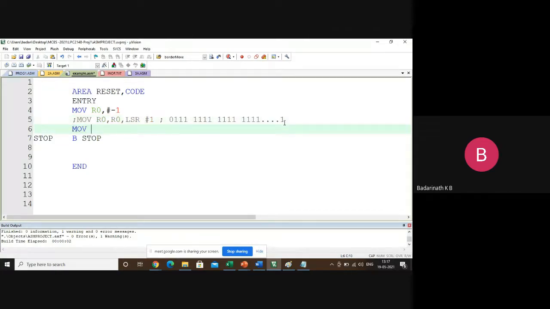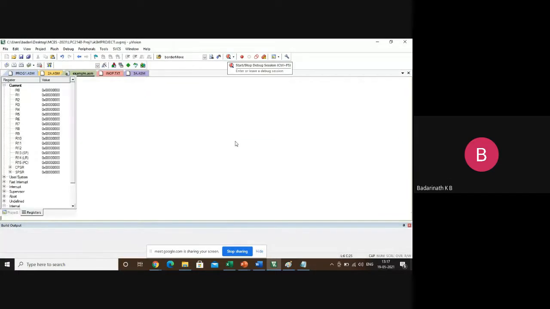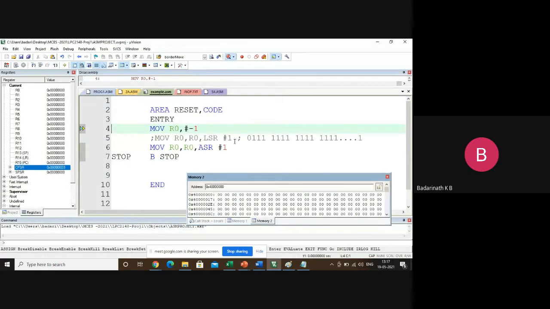So move R0, R0, R0, ASR, arithmetic shift right, with a #1. Now I will compile my program. Now what is the last bit? The last bit is 1, sign. So when you shift it right, one vacant portion is created. The vacant portion should be filled with what?